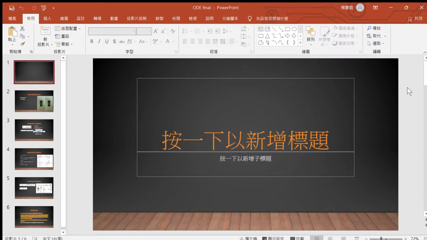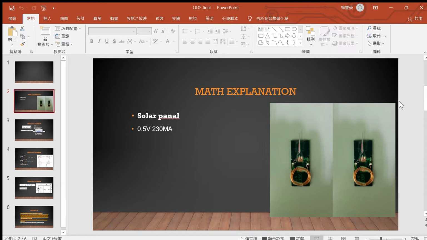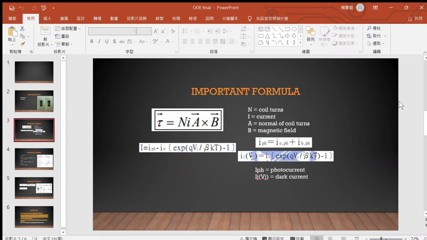Hello. In this part, I will do some math explanation. The solar panel we use is 0.5 volts and 230 milliamperes. The photo shows that we welded the wire on the panel. Next, I will go through some formulas in this project. The first formula computes the maximum torque, and the second formula shows how much current the panel can generate.